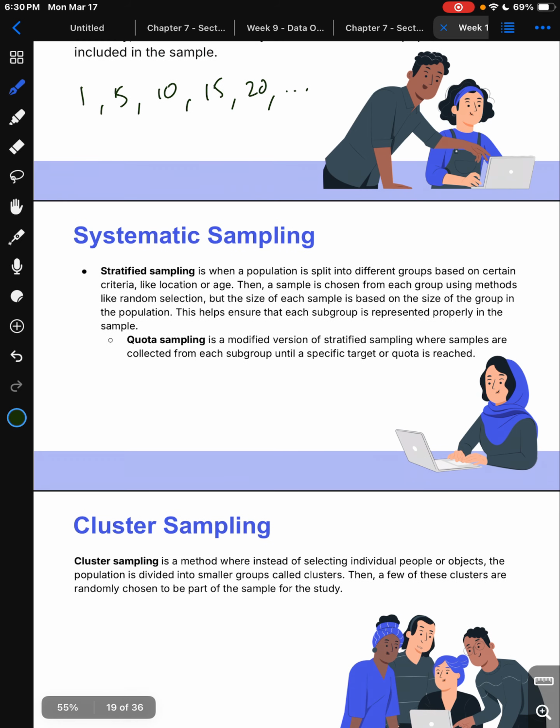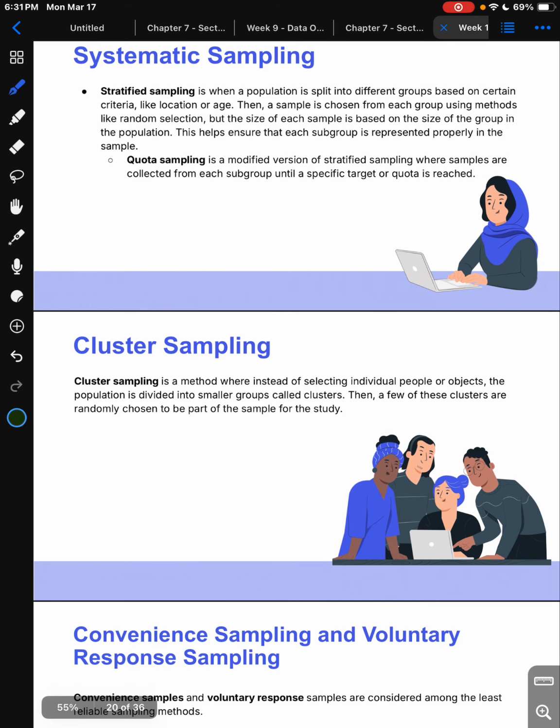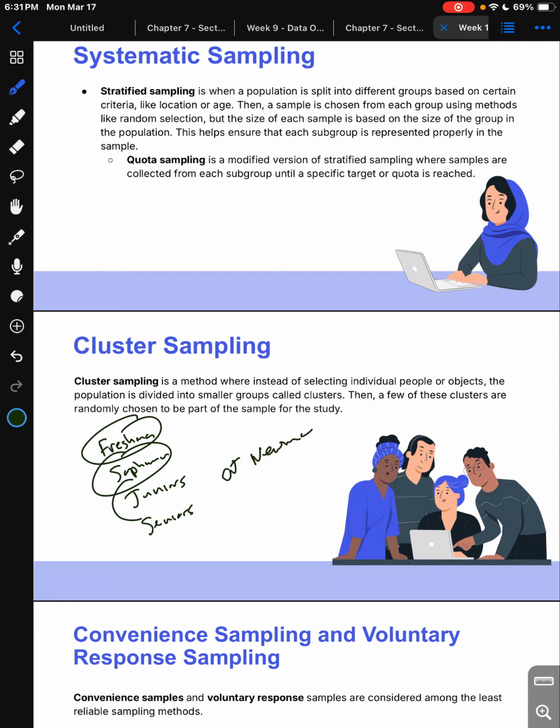Cluster sampling is a method where instead of selecting individual people or objects, the population is divided into smaller groups called clusters, and a few of the clusters are chosen at random to study. Something like that would be the freshmen, sophomores, juniors, seniors at Newman. Those are large clusters.